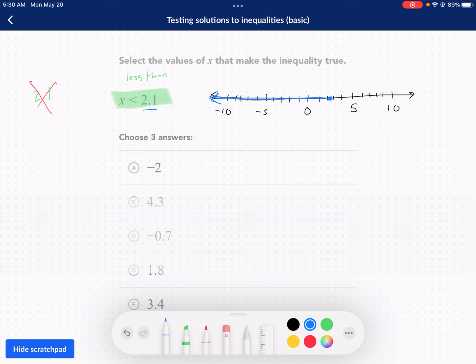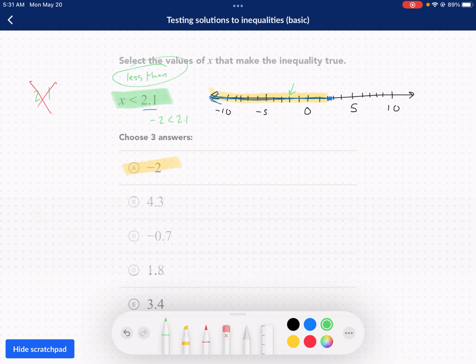So what we're going to do here is go through each one of these numbers and decide, is it included in this blue solution area? So negative 2. If we're trying to find negative 2 here, negative 2 is right, let me use green actually, negative 2 is right about here. And as you can see, negative 2 is in fact less than 2.1.